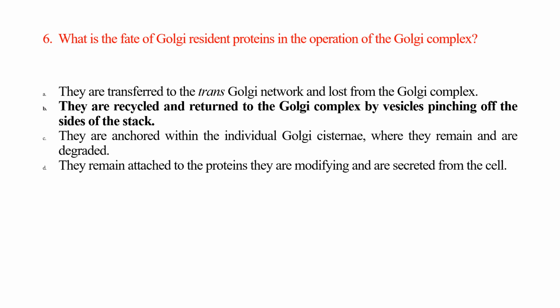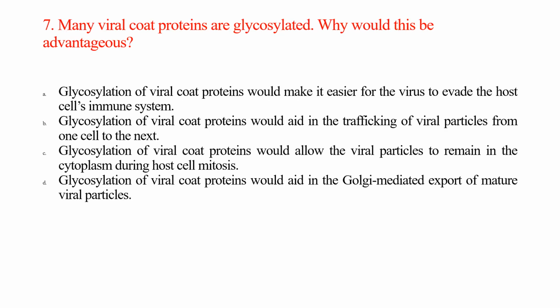The answer is B. They are recycled and returned to the Golgi complex by vesicles pinching off the sides of the stack. So depending on whether you follow the cisternal maturation model, where each cisterna will gradually move from the cis to the trans face, or the stable cisternae model, where vesicles go from one sac to the next, usually cis to trans, but in this case from the trans back to the cis, the resident proteins are simply recycled and returned to an earlier partition or a closer cis sac of the Golgi complex.